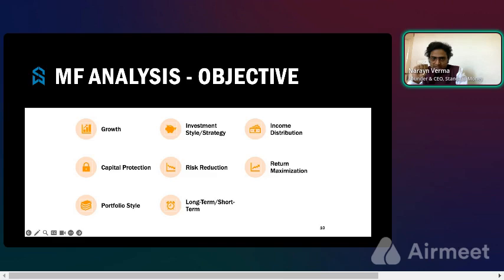And then there is portfolio style. Portfolio style is the diversification of the portfolio, whether the fund is holding 30 securities, 25 securities, or it is holding multiple different types of assets in the same portfolio.